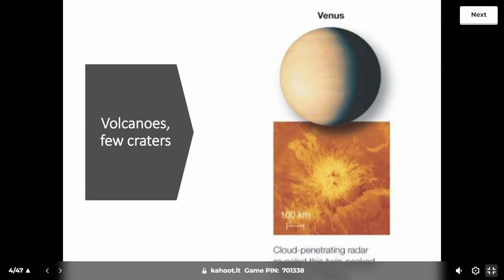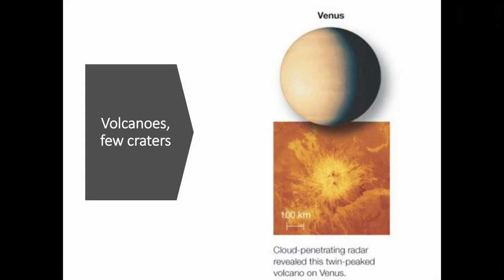Venus, if you just look at it through a telescope, you can't really see the surface because it has a very thick atmosphere that blocks visible wavelength light. But you can use radar, which is radio waves, to penetrate the clouds and look at the surface. When you do that, you'll see that there are not very many craters on the surface of Venus, but there are a few volcanoes.